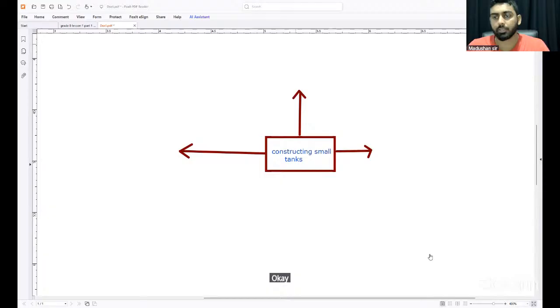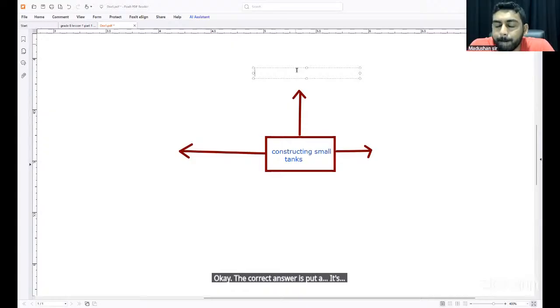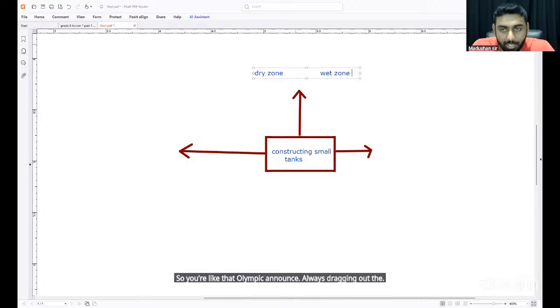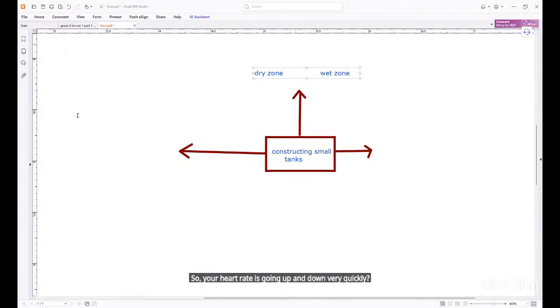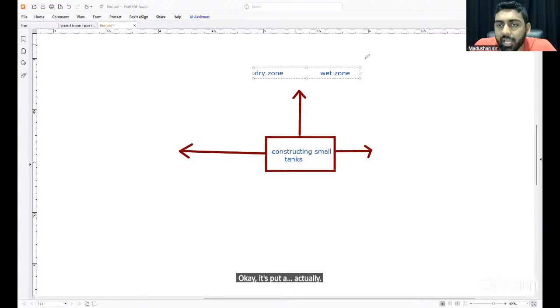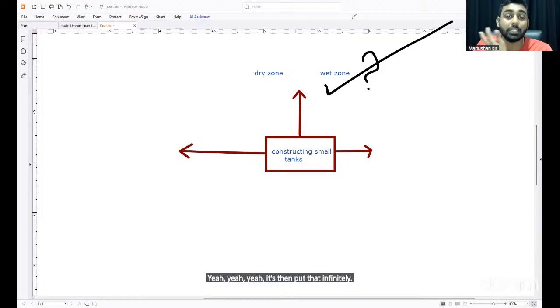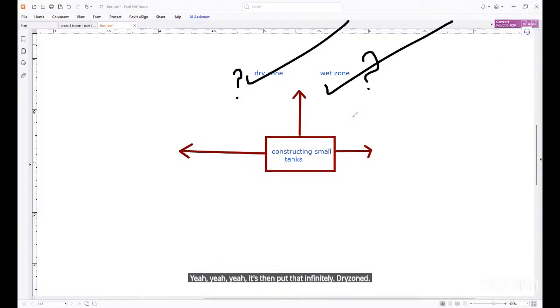Okay. The correct answer is... wet zone. Oh, dry zone. So you're like that Olympic announcer, always dragging out the answer. So your heart rate is going up and down very quickly. Yes, sir. Okay, it's... actually, wet zone. See, yeah. It's definitely dry zone. Yay!